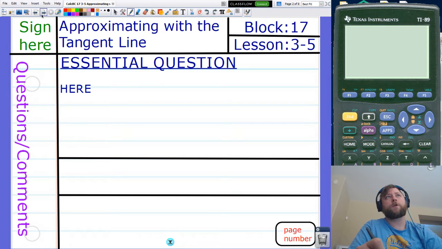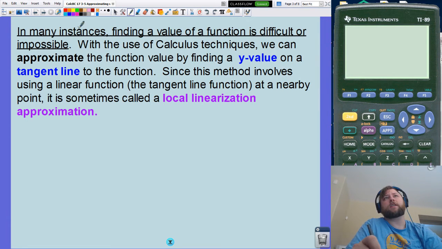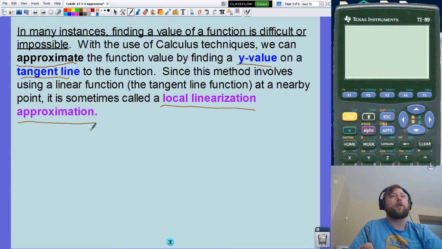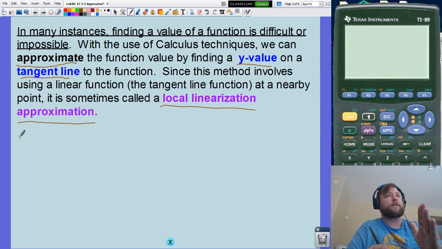Let's go. In some cases, you have to find a value of a function that's difficult or impossible. Maybe you have some weird function. What we can do is approximate that function using the y value of a tangent line. Sometimes we call this the local linearization approximation. Instead of plugging the x value into the function, we have a tangent line really close to that point, and we plug it into the tangent line. We say, close enough.